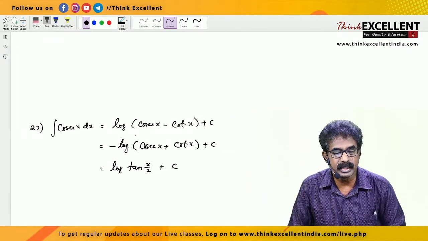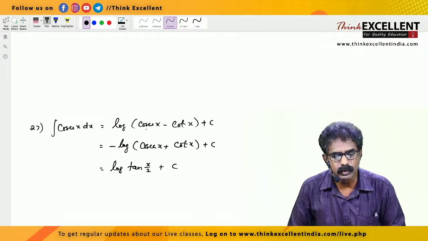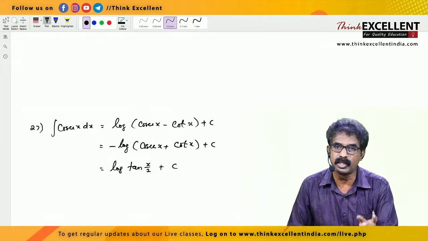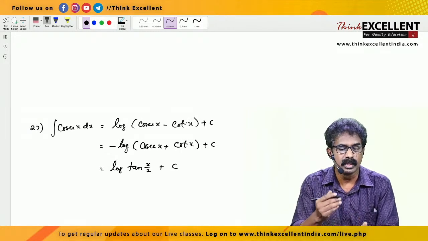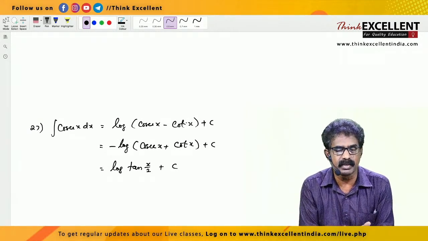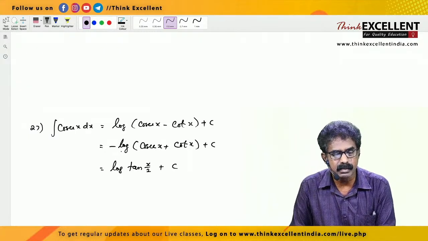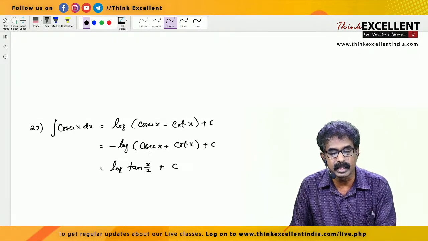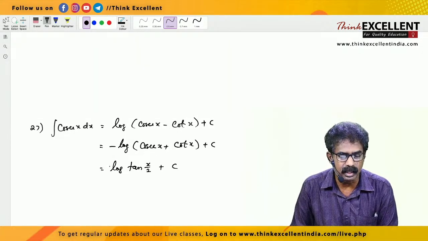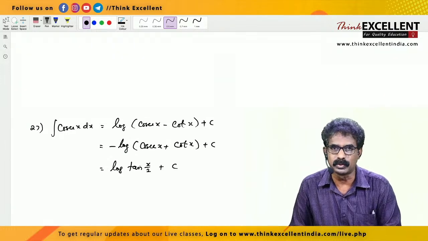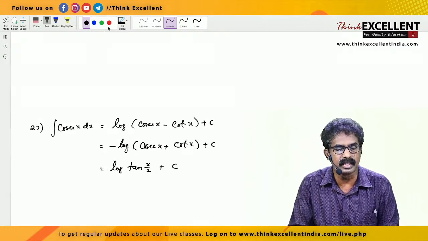So look at this, integral cosecant x. Three formulas are given. Log of cosecant x minus cot x. Same method you can prove. In the previous one we multiplied by secant x plus tan x; in the same way here, you have to multiply by cosecant x minus cot x. So one answer is minus log of cosecant x plus cot x. The third one is log tan x by 2. So these are the three answers for integral cosecant x.